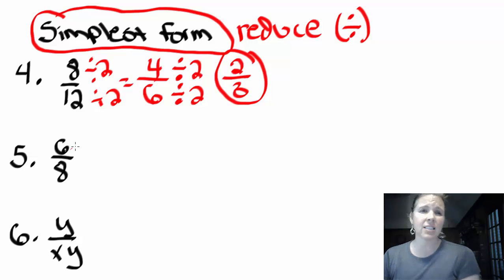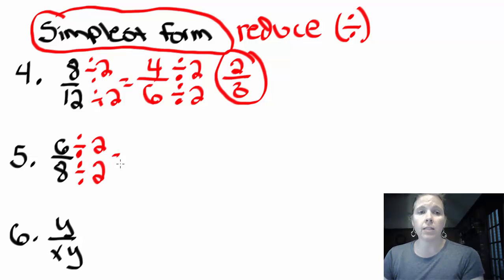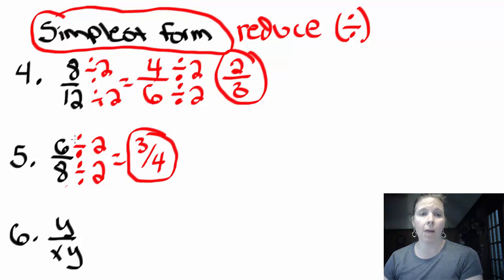So 6/8, if we're going to reduce that, the only thing that goes into both of these numbers is 2, so that's our greatest common factor. So that's going to equal 3/4. And you're done with that one.